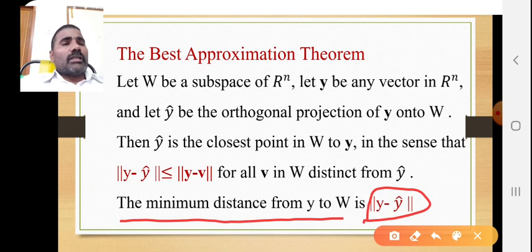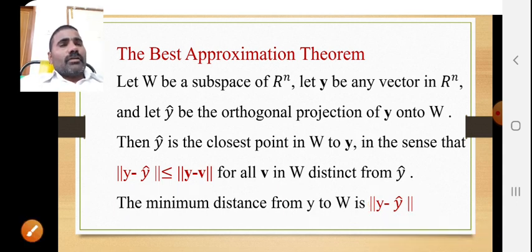For all the remaining points, the distance is greater than or equal to this one. That's why the distance of y minus y cap is less than or equal to y minus v for all v in W which are distinct from y cap. This is the best approximation theorem. Now, this is the introduction to the orthogonal projection of a vector onto another vector u in the case of only one vector, or in general, the orthogonal projection of a vector y onto a subspace W.